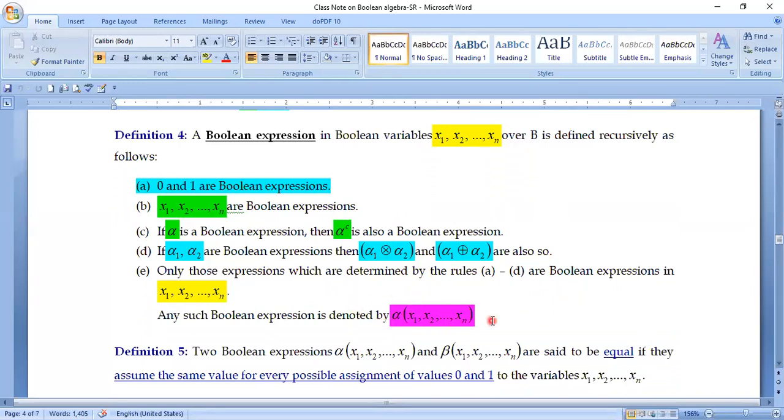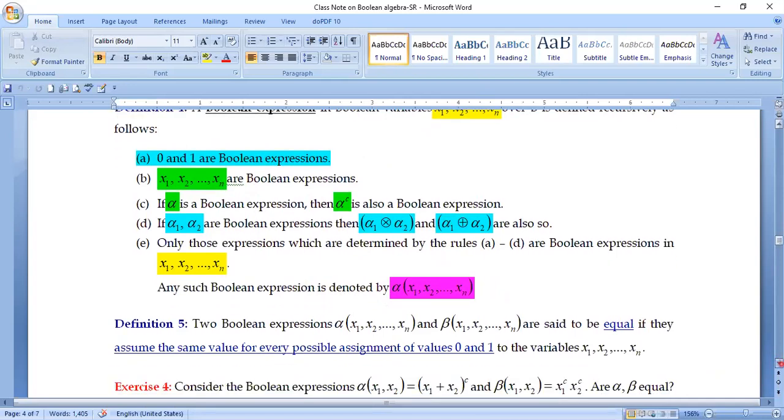And you can see that it is a multivariable function because here the function is alpha and it has n number of inputs inside it. So this type of thing you can call a multivariable function. So this is a Boolean expression, or Boolean function, that I have defined over here.